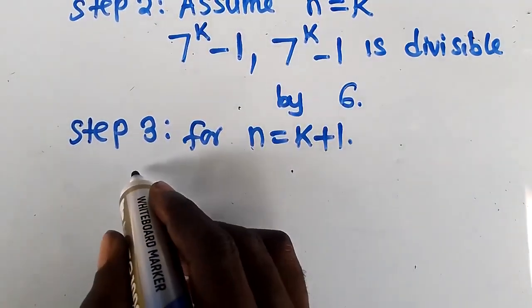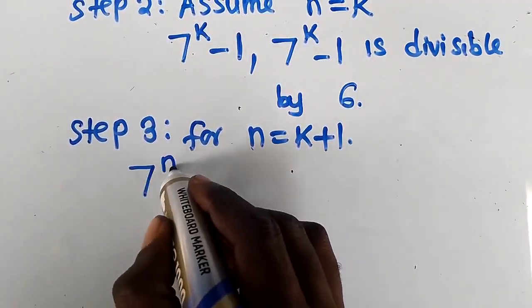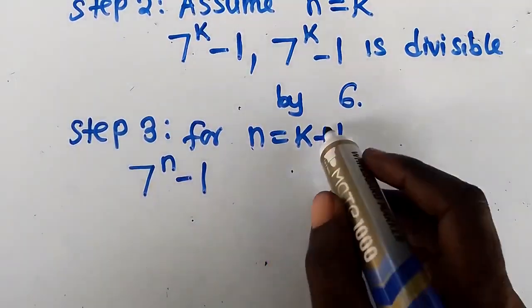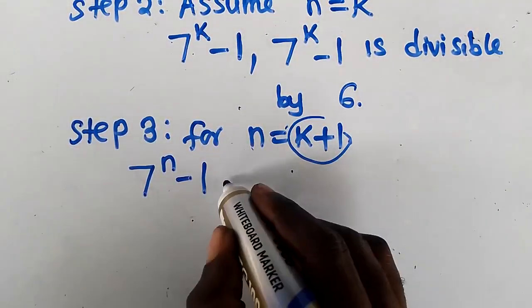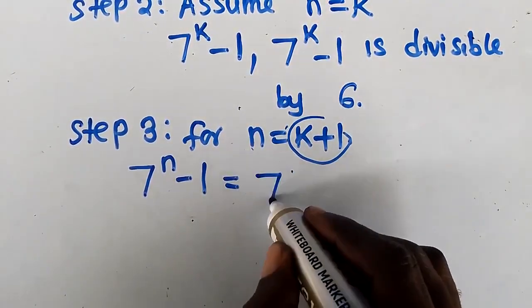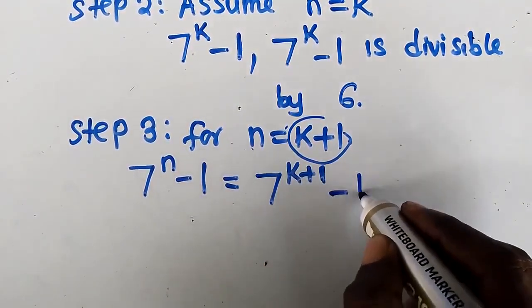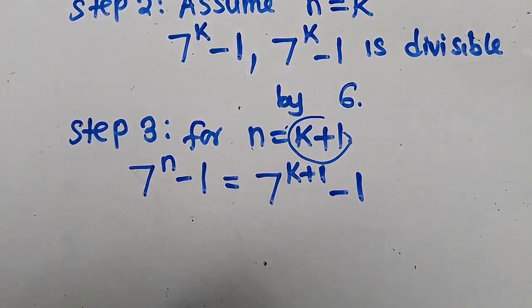So I've got this statement 7^n minus 1. Have you seen? Where there is n, I put k plus 1. So I'm going to say this is just the same as 7^(k+1) minus 1. This is what I've come up with.